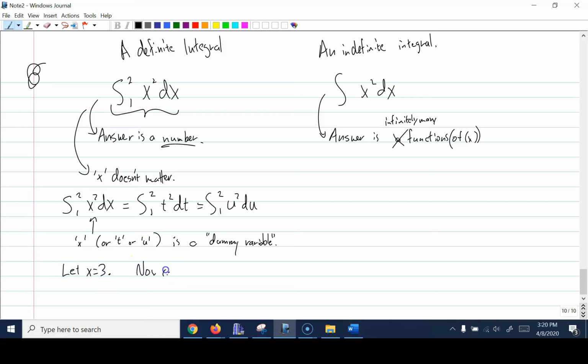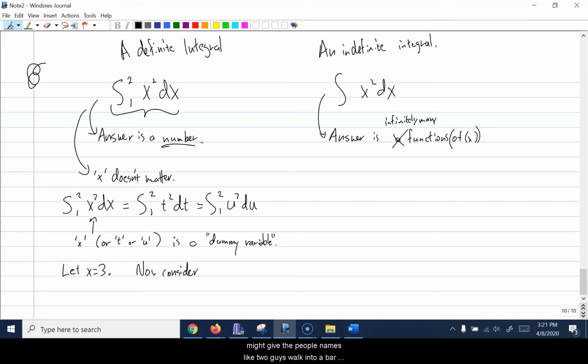Now consider the integral from 1 to 2 of x squared dx. Wait, you want to integrate 3 squared with respect to 3? That doesn't make any sense. Like, you can't let 3 vary from 1 to 2. 3 is stuck at 3. Once x has a meaning outside of the integral, it breaks the whole thing. So this is part of what being a dummy variable is: it needs to be a variable that has no outside meaning.